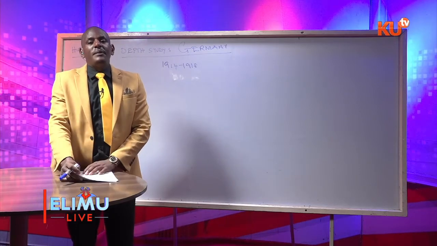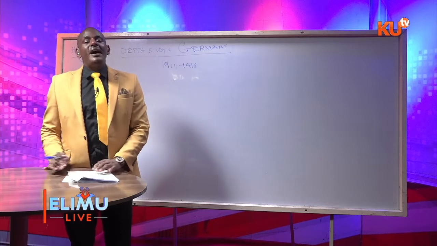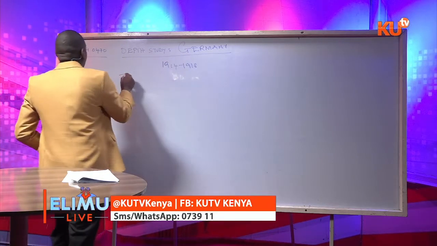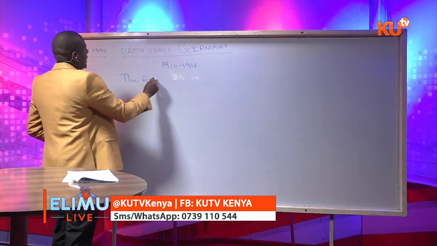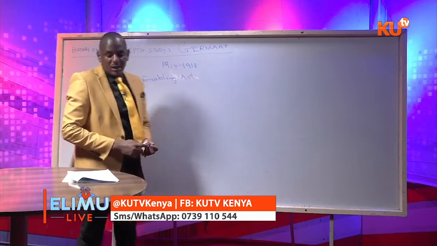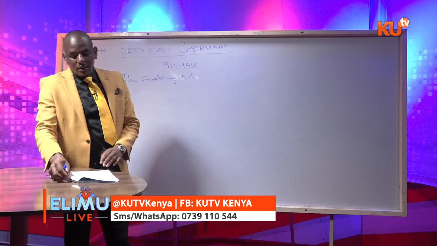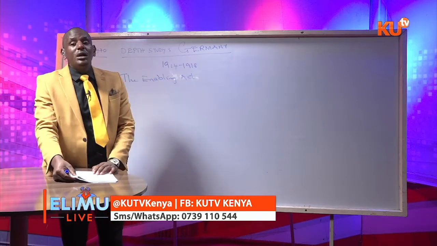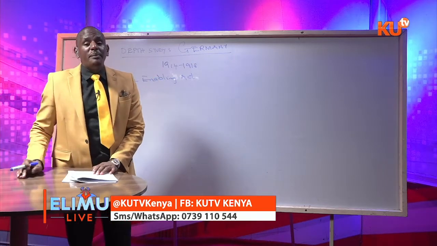Also, there was Article 48 that we've referred to as the Enabling Act. This particular article in the Constitution allowed the president to rule by decree.